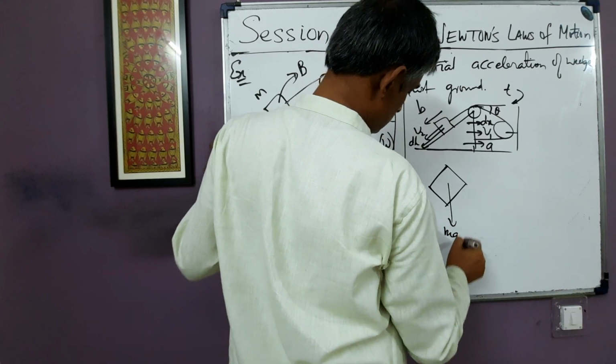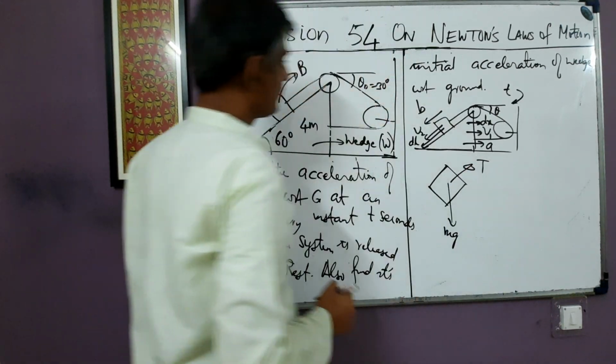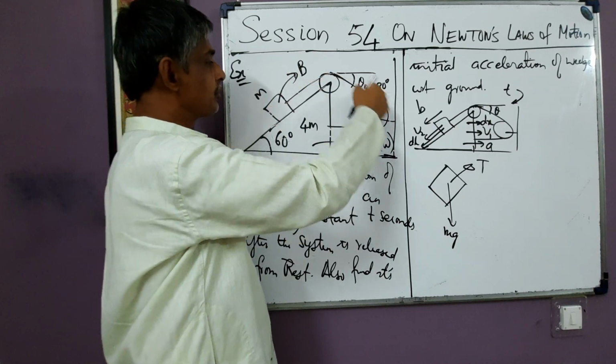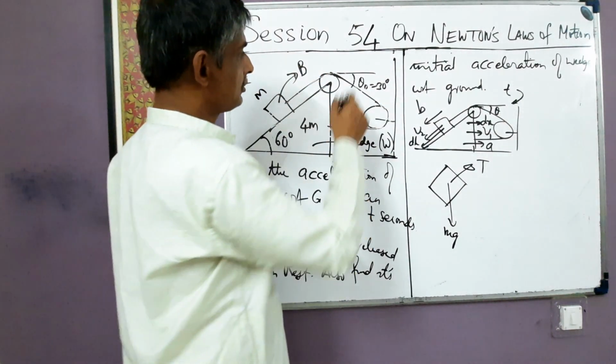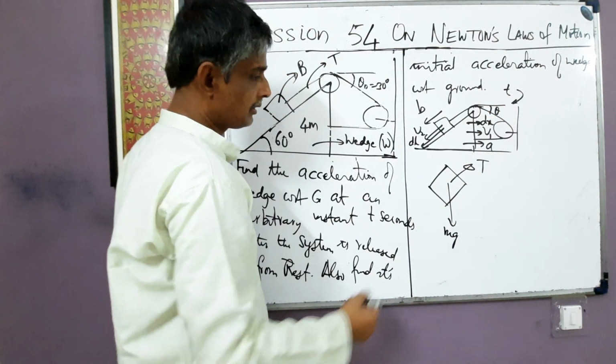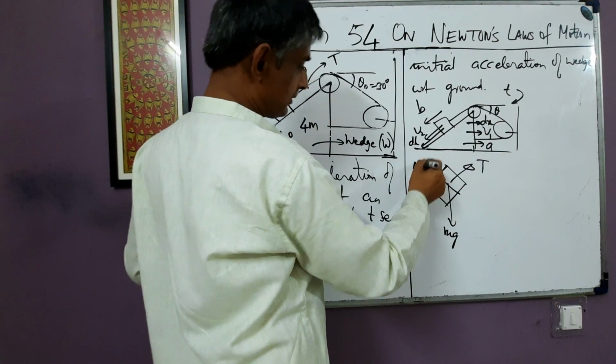So mg, tension T. Also the string is massless and there is no friction between string and pulley. So tension at all points of the string is the same, equal to say T. So T is the tension at all points of the string. So T acts on this block in this direction. mg is this, normal reaction is here.